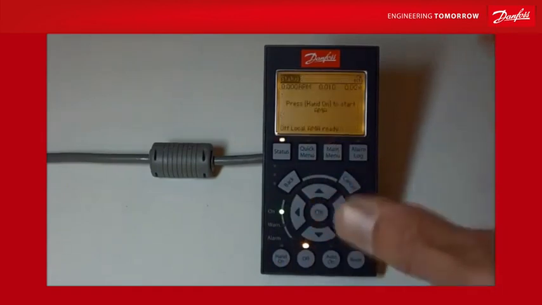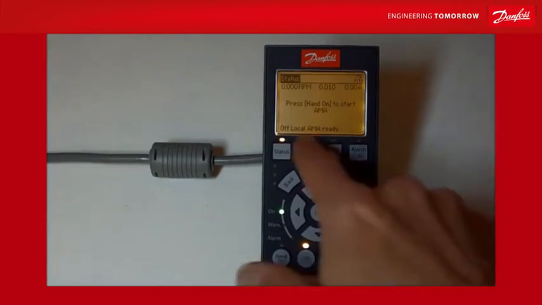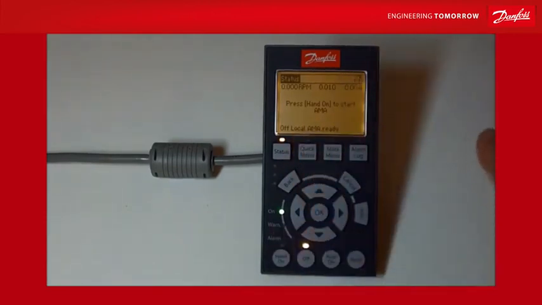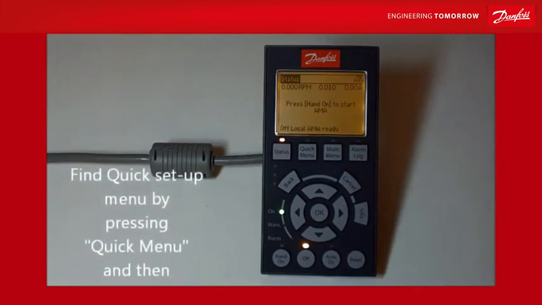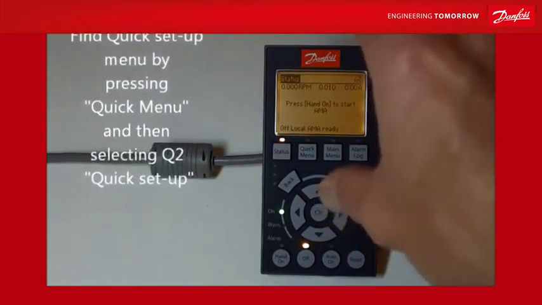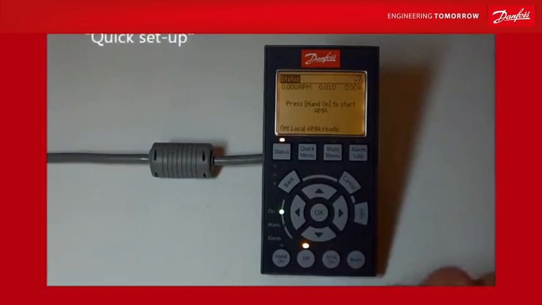Now, before you do this, you must have set the drive up using the quick menu, and there is another clip to show you how to use the quick menu and set your drive up to the basic settings. So you need to put the motor nameplate data into the drive.